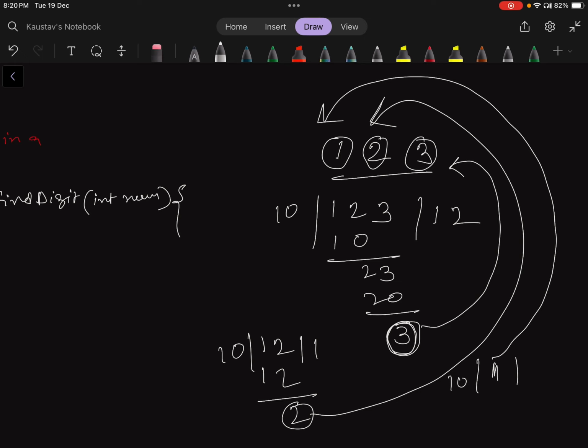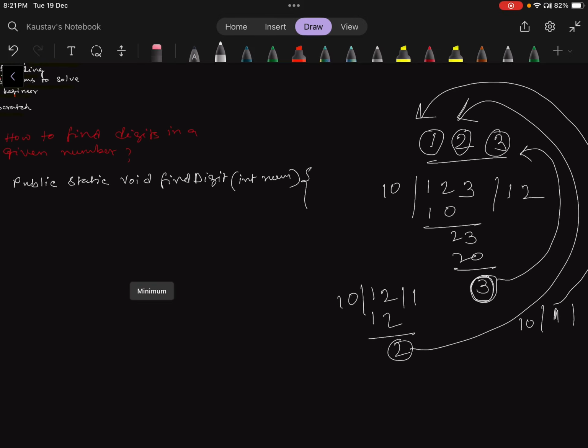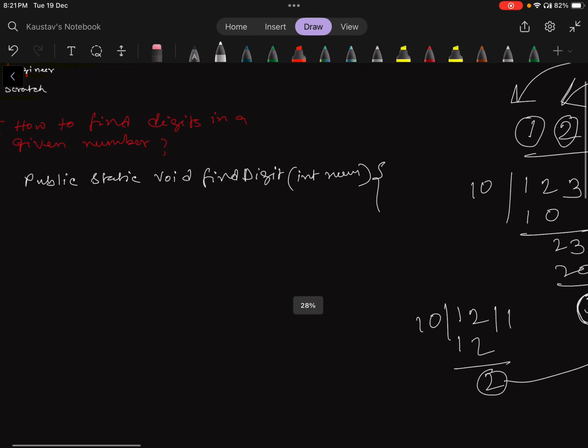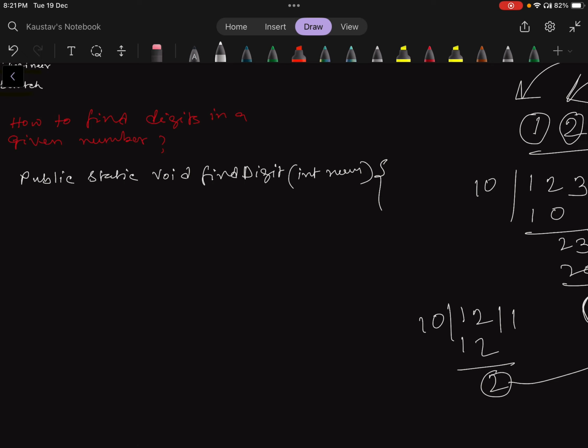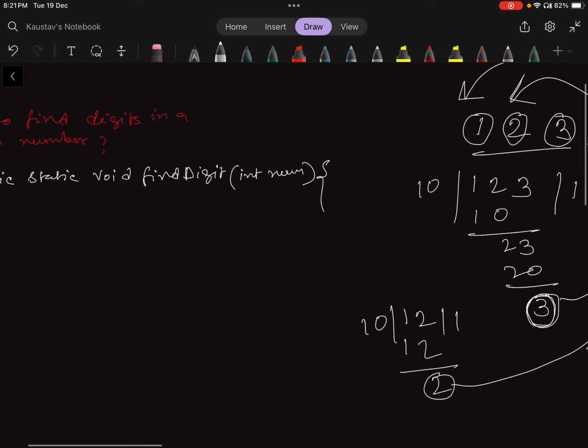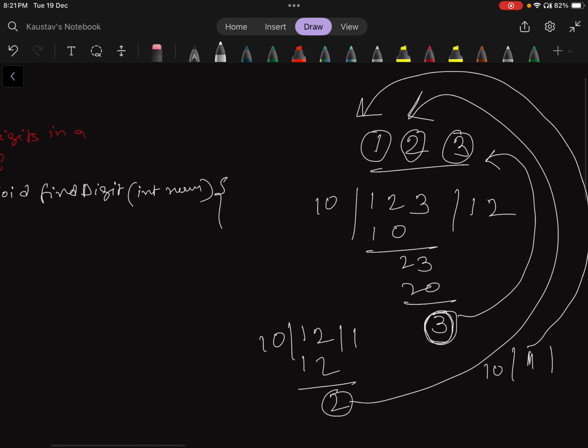So what we are doing is basically dividing the number by 10 until we can't divide the number by 10 anymore. That is basically the logic. How we can do that in programming is we need to use a loop. That is very evident. Why do we need to use a loop? Because we are doing the same thing again and again. We are dividing the whole number by 10, then whatever our remainder is, it's the last digit.